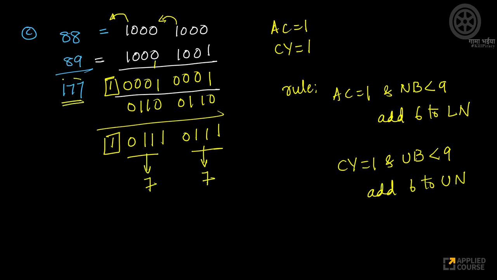So what do I have now? I have my binary number. Again, this is my decimal number. This 7 corresponds to this 7. This 7 corresponds to this 7. This 1 corresponds to this carry 1. My carry is still set to 1. Okay, this is the third rule.